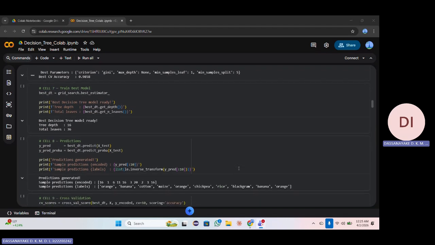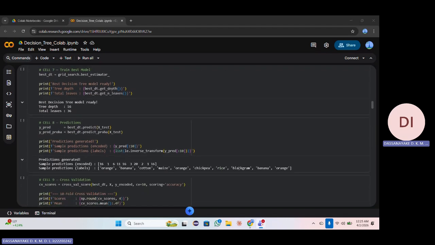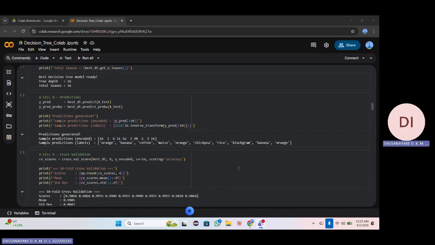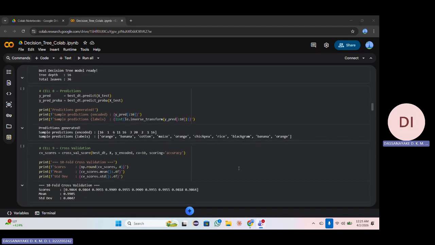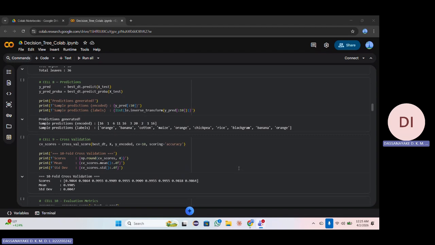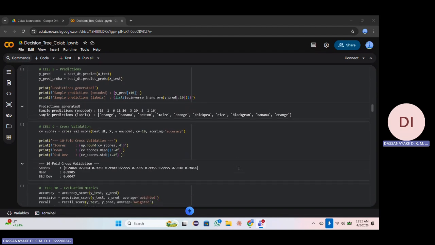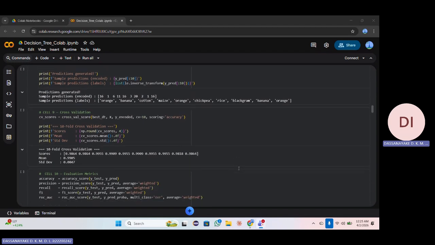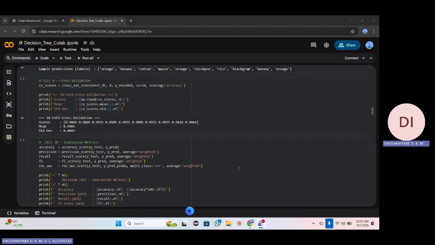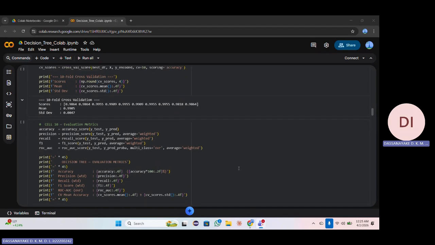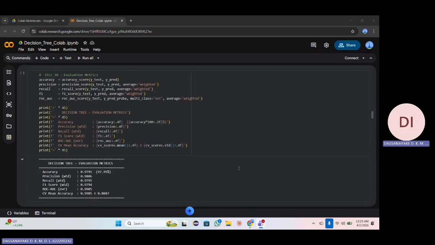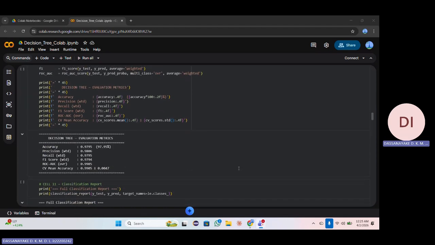I first trained the default decision tree as a baseline, then used grid search CV with fivefold cross-validation to tune hyperparameters, including max depth, min samples split, min samples leaf, and the splitting criterion. After tuning, the decision tree achieved strong performance. The key metrics on the test set were as below.